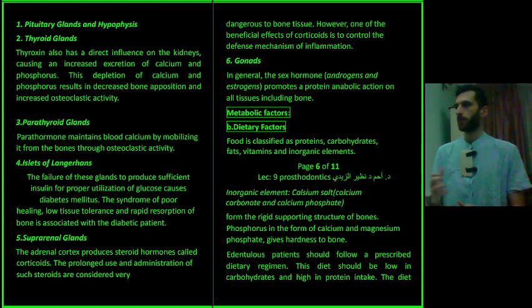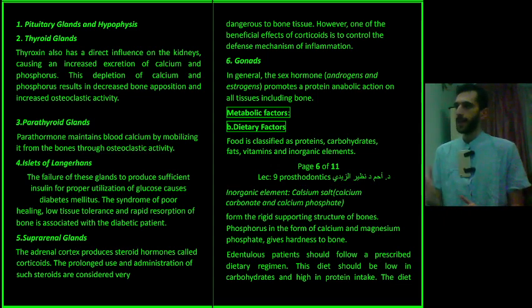Number 3, parathyroid glands. Parathormone maintains blood calcium by mobilizing it from the bones through osteoclastic activity.